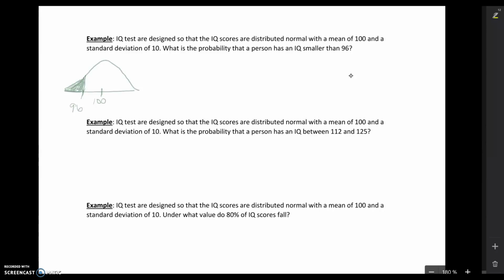My next step is to standardize this value. To standardize the value, I'm going to take z equals 96 minus 100, divided by 10. Take just a moment and put that in your calculator.